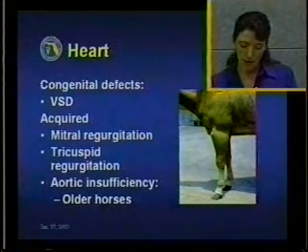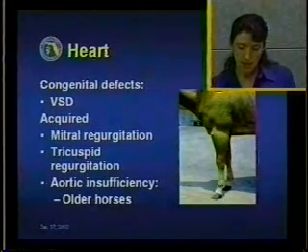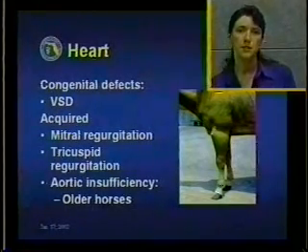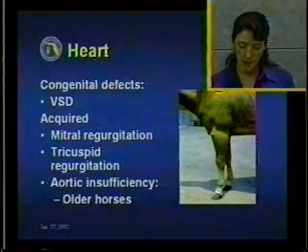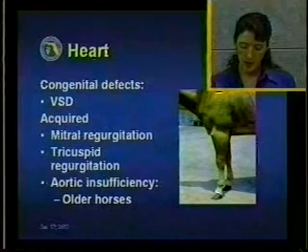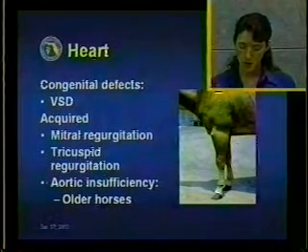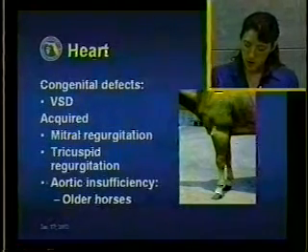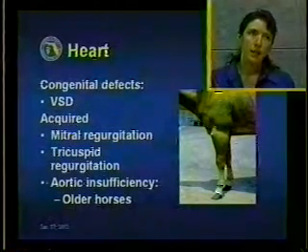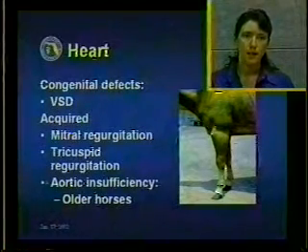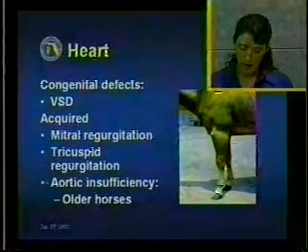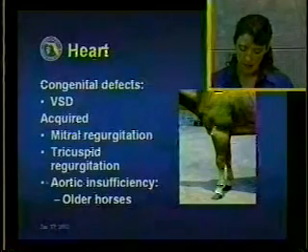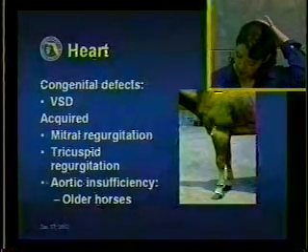The murmur that will be auscultated in the case of aortic insufficiency will be holodiastolic, and it's generally a decrescendo murmur that will be more obvious around the fourth intercostal space over the aortic valve. If they become clinical, these horses can also exhibit a bounding pulse or, as I said, signs of congestive heart failure.